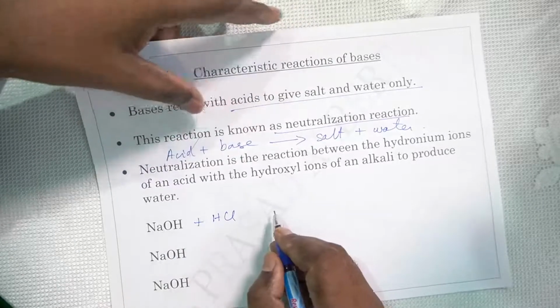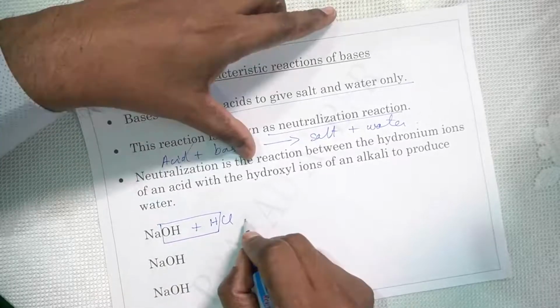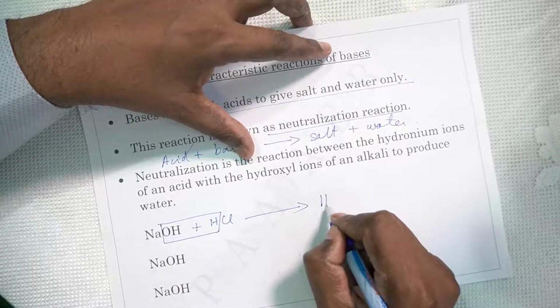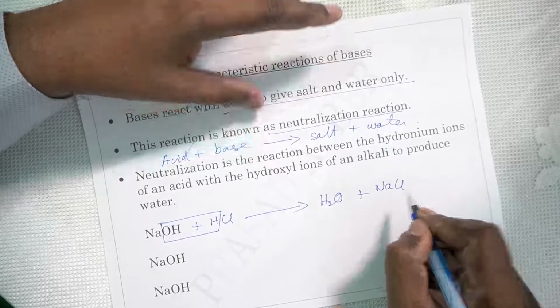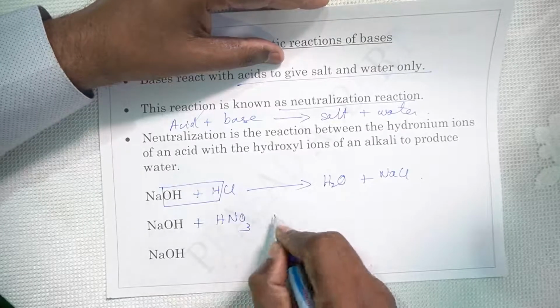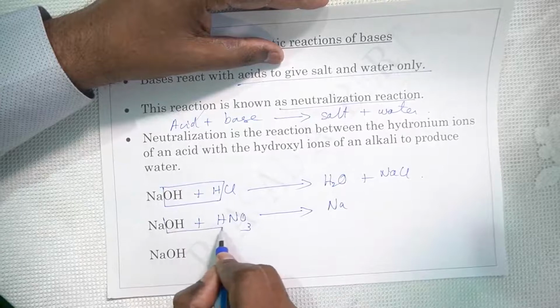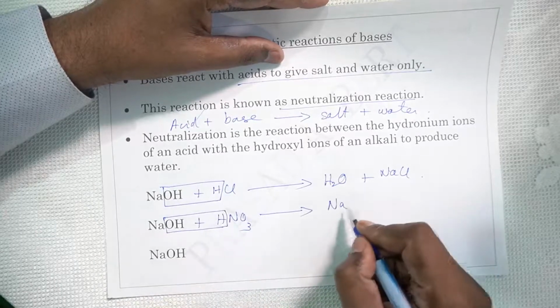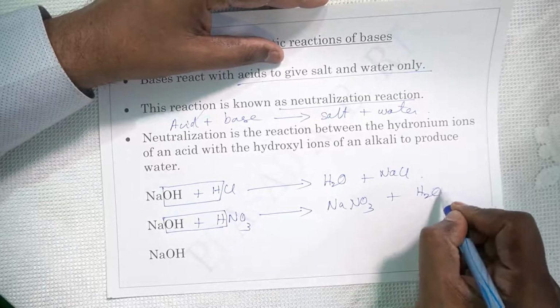So NaOH is taken. We will take HCl. So the reaction is between these two only, OH and H here. So H2O is produced first and then the remaining is NaCl, sodium chloride. Easy to make. If you take HNO3, nitric acid, so what you have? NaNO3, sodium nitrate and water, right?